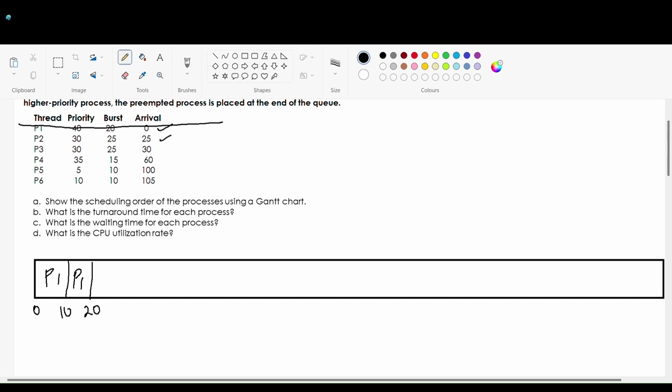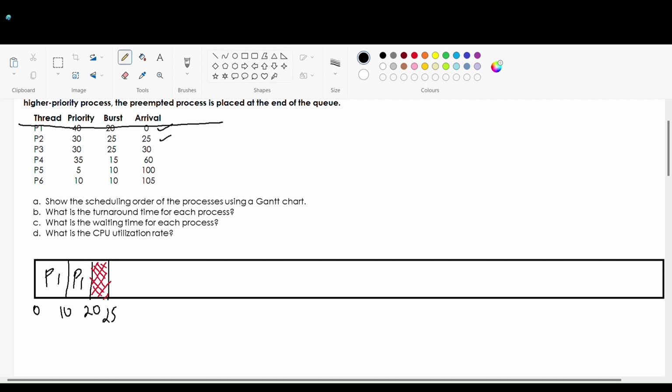So between 20 and 25 no other process was there. From 20 to 25, the CPU is going to be idle, because during this time there was no other process in the system. So this is the idle time.